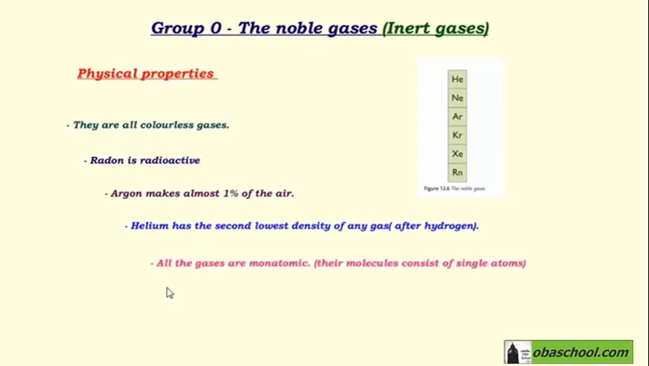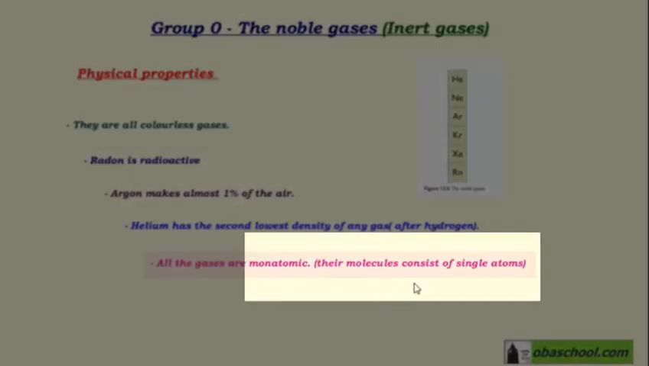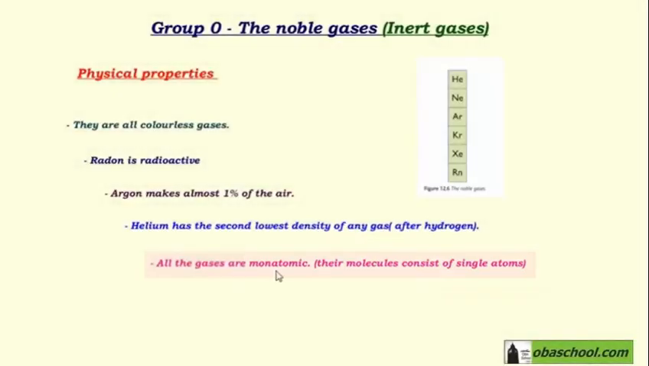At the end, all the gases are monoatomic. What do we mean by monoatomic? Monoatomic means that their molecules consist of single atoms. These molecules that create this gas contain one atom, made up of one atom. So because of that, it is called monoatomic. Monoatomic means it contains one atom.